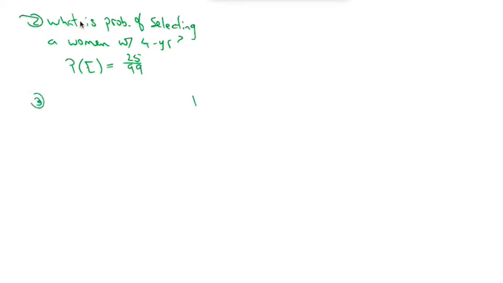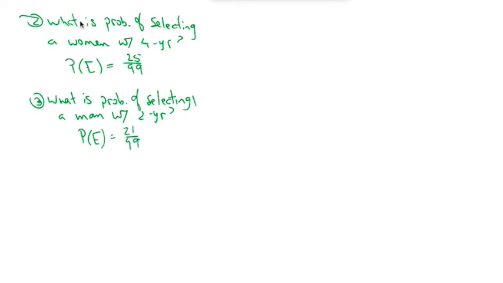All right, 3. What is the probability of selecting a man with a 2-year degree? 21 out of 99. The 4th one I'm not going to write down: a woman with a 2-year degree. 38 out of 99.